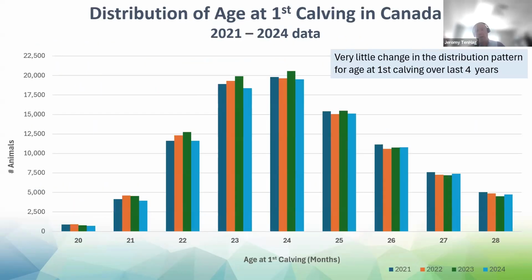Just to give you a sense of the trend in the distribution of age when first lactation animals are freshening, this is over a 4-year period. It's all heifers in Canada, somewhere in that 100,000 to 120,000 first lactation animals each year. You'll notice the pattern is roughly the same. There's a little bit of fluctuation with the bars, but overall the pattern is the same. I'm focusing on the 20 to 28 month age range here, but we have heifers calving out at 18 months in Canada, and we have heifers calving out at 40 months in Canada.